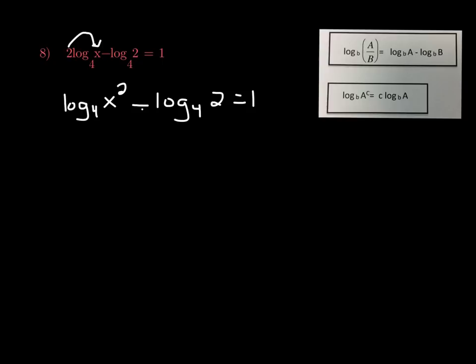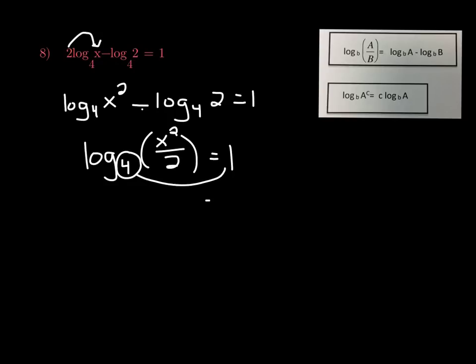Okay, now that we've applied the power rule, now we can use the quotient rule. The quotient rule says if we're subtracting 2 log terms, we can make them into one log term using division. So I'm going to rewrite this as log base 4 of x squared divided by 2, and then I'm going to bring down the equals 1. All right, so just like we've been doing, circle the base, run the race. So we're going to have 4 to the first power on the right-hand side of the equation, and on the left-hand side, the log drops off now that the base is no longer there, and I'm going to bring down the x squared over 2.